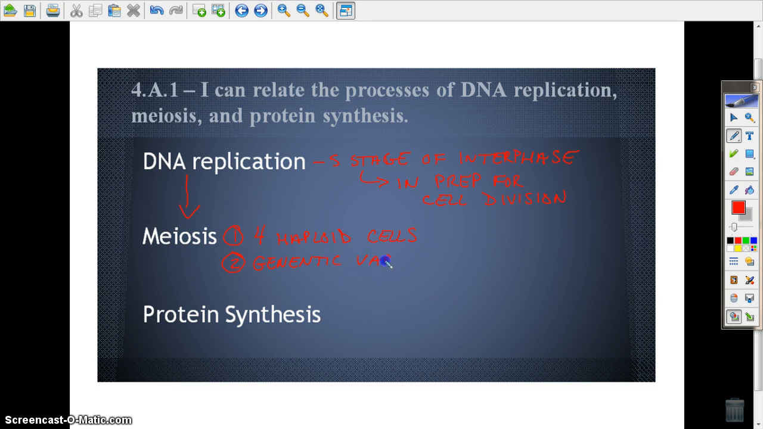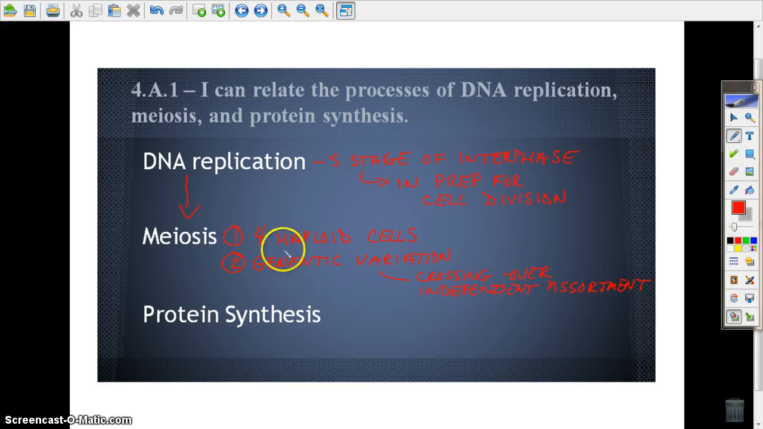And we do that in a couple of ways that we talked about last unit. We talked about doing that via crossing over or independent assortment. Remember that independent assortment happens during metaphase, and crossing over happens during prophase 1.